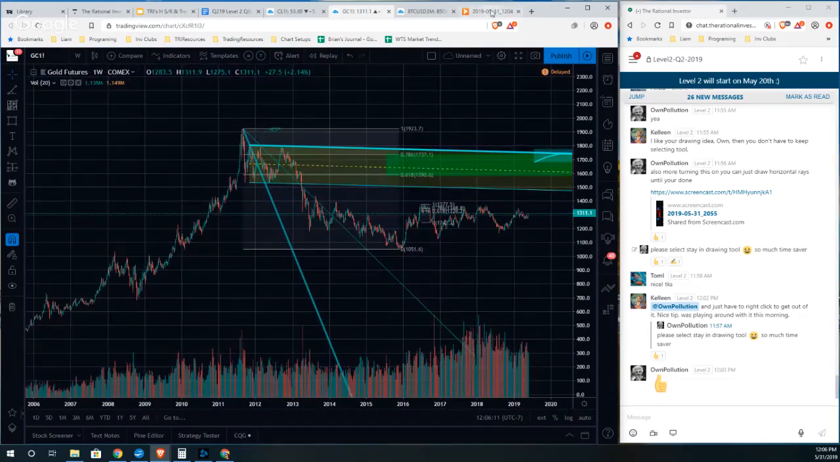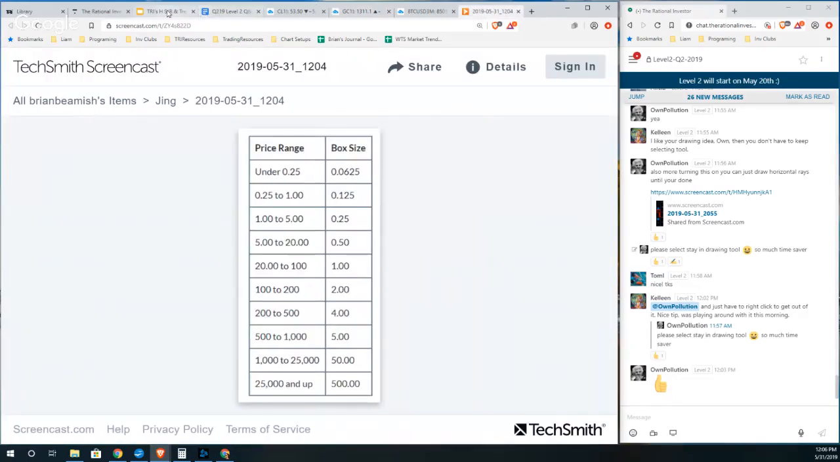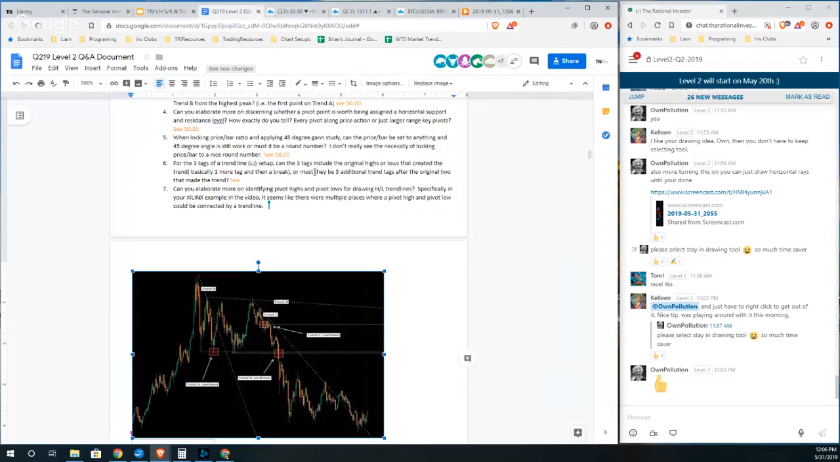So hopefully that helps you. It's a good question. You're going to run into it a lot over the course of this Level 2 program: how do you scale your charts to actually draw the 45-degree angle correctly. Hopefully what I just walked you through there helps you.